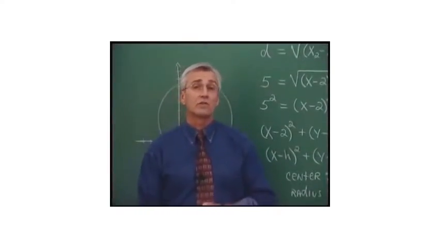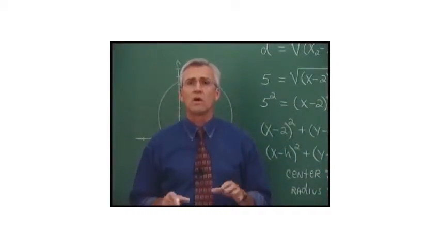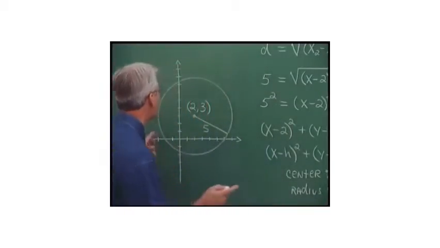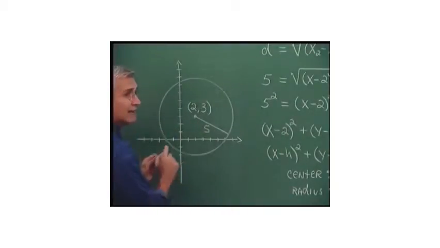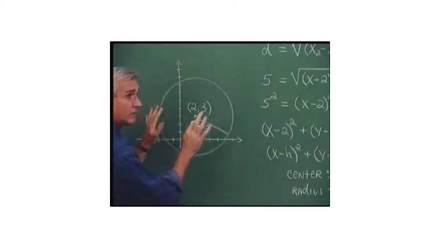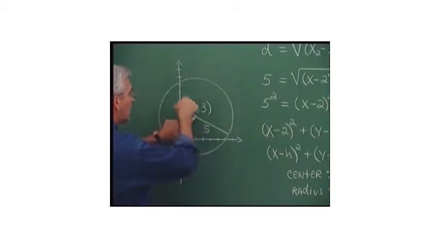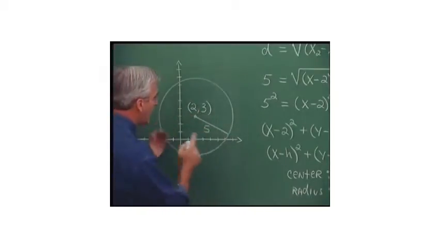Now let's consider the situation where the center of the circle is not at the origin. We want to develop the equation of such a circle. Consider this circle. We have a circle whose center is at (2, 3) and whose radius is 5. I could observe the radius just by identifying the center and counting over horizontally or vertically to the edge of the circle to establish that distance, but at any rate, it's 5.